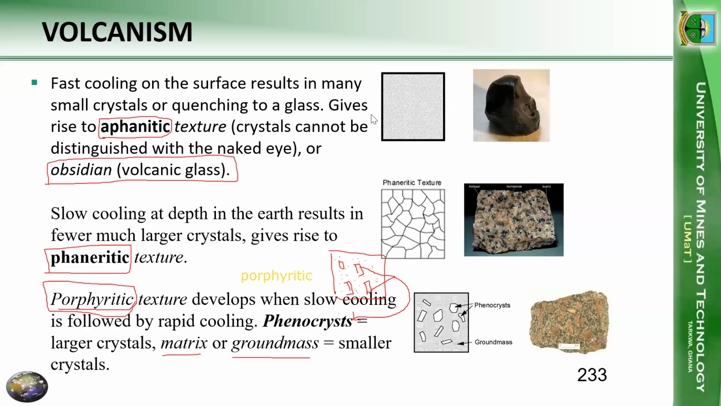So these are the three igneous textures depending on the rate of cooling. Fast cooling, aphanitic. Slow cooling, phaneritic. Slow cooling followed by rapid cooling, we are going to have a porphyritic texture.